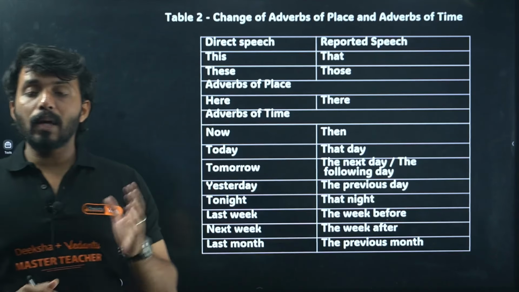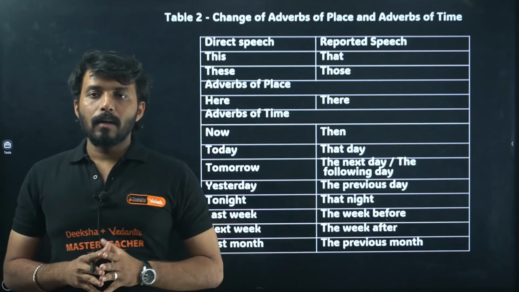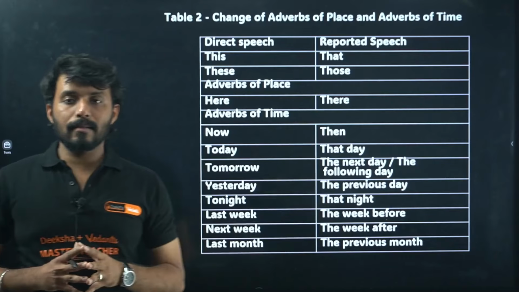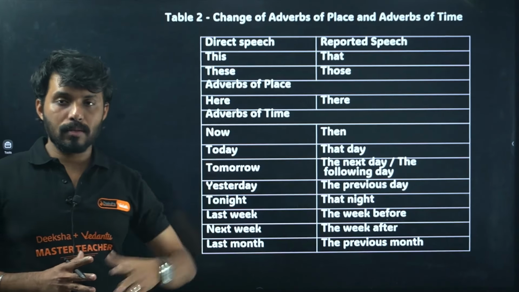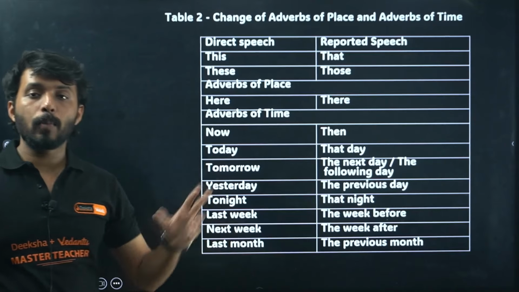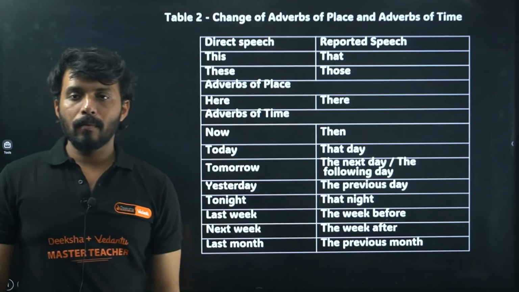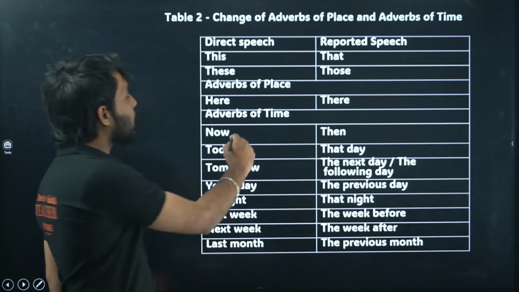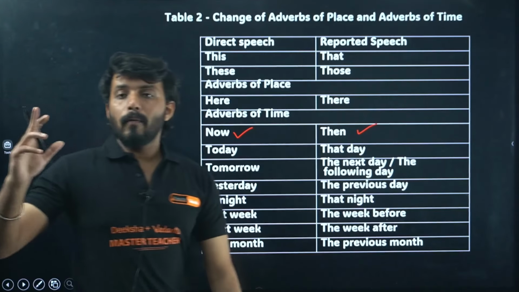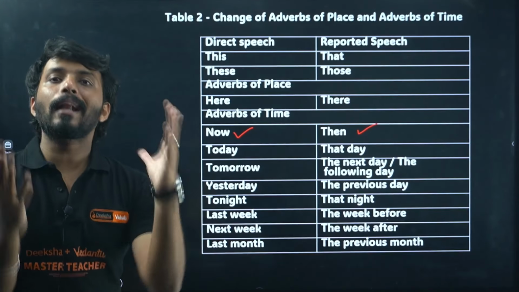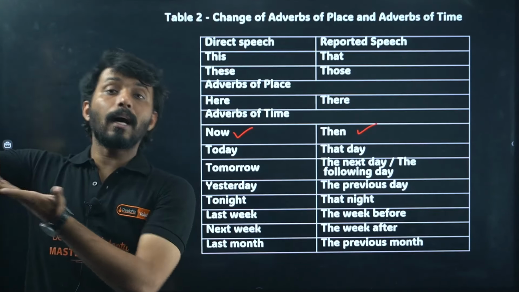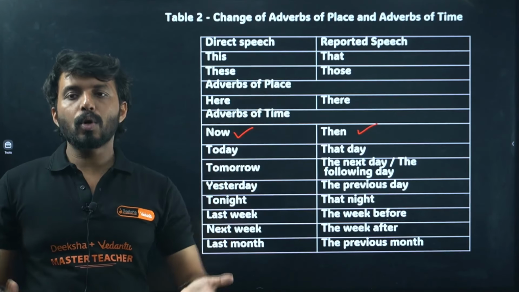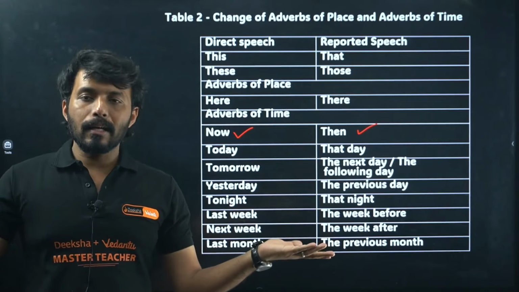In direct speech, if you have this, when reporting it becomes that. In direct speech, if it is these, when reporting it becomes those. Similarly, adverbs of place also. Here becomes there. In adverbs of time, now will become then. How will now become then? As I said earlier, when you are reporting an action, the action is already done in the past. It's completed. So I am reporting something that happened in the past. So it's always then. It's reported later.